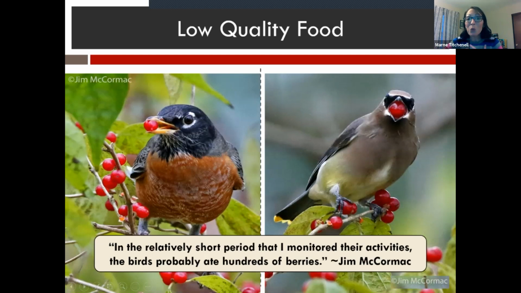So this is why we humans play a critical role when it comes to honeysuckle removal, because the birds are not going to stop eating them unless they're just not there.